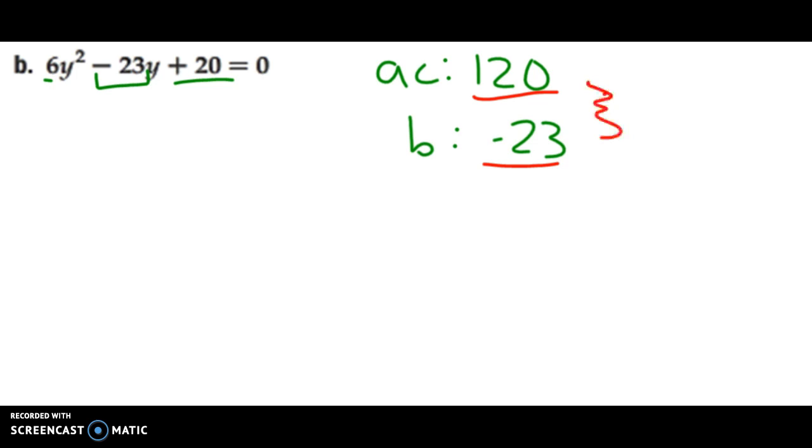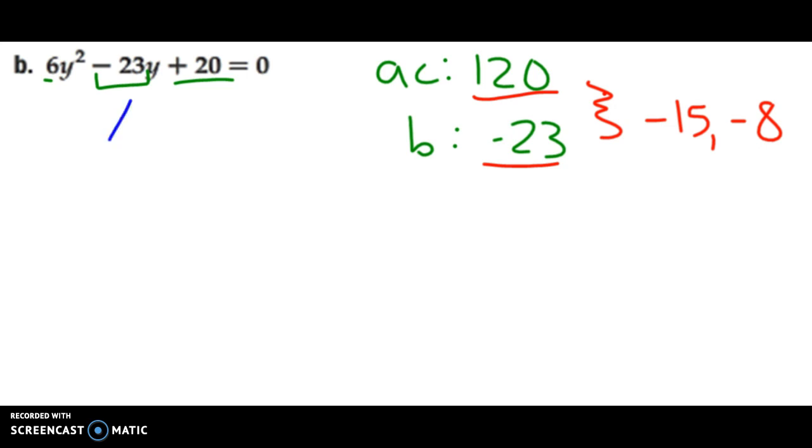Okay? So we think of all the factors of 120. Well, 1 and 120 doesn't work, 2 and 60 does not work, 3 and 40 doesn't work, and so on and so forth. Eventually what we can do is we can check to see all the factors of 120. And so if I divide it by 15, I actually get 8. So, since we want it to be negative, it should be negative 15 and negative 8. And so, when you add negative 15 and negative 8, it adds up to negative 23.